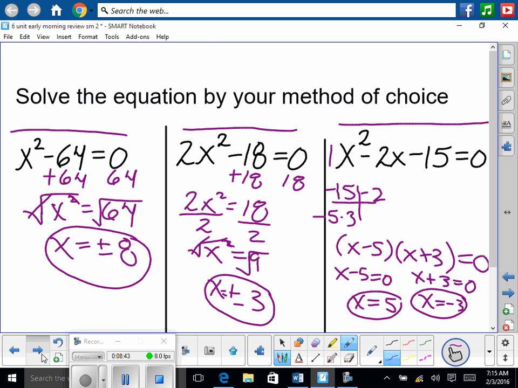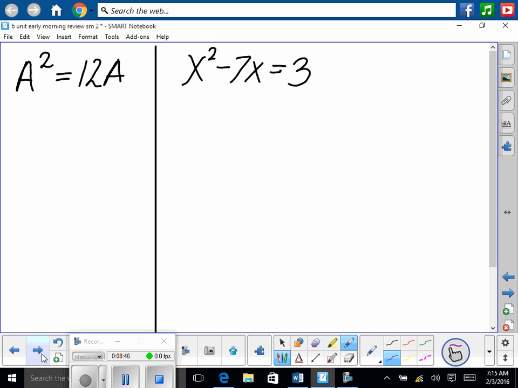Okay, so let's just do a couple more. So solve by your method of choice. We have a squared minus 12a. The first rule is always get your quadratic equal to 0. So to bring 12a over, I've got to subtract 12a. So I have a squared minus 12a is equal to 0.